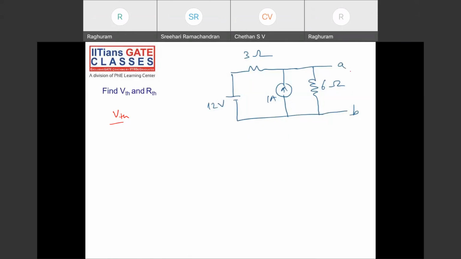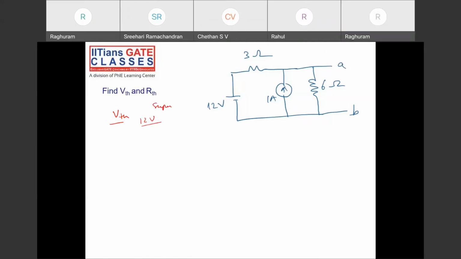So VThevenin, voltage across A and B terminals. Considering only the 12 volt source, I'm using the superposition theorem to find it. Superposition, or directly you can use nodal analysis. Okay, let me have a V here.